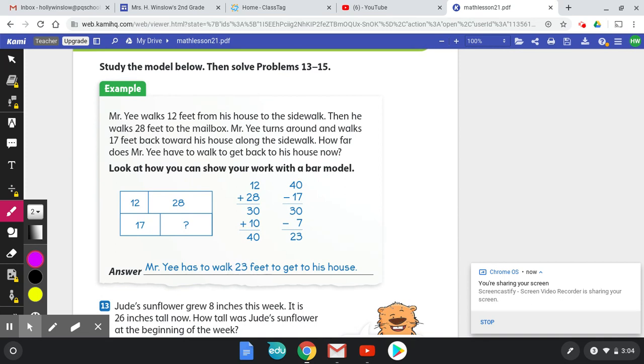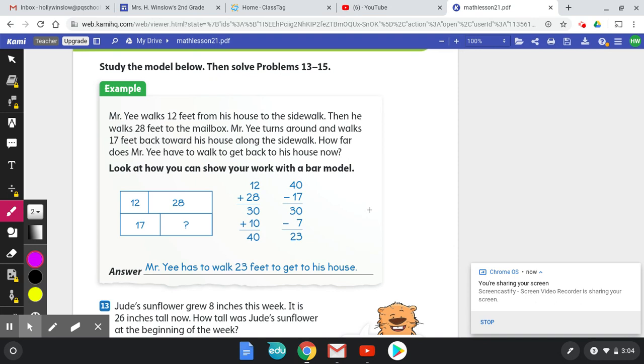So Mr. Yee walks 12 feet from his house to the sidewalk. Then he walks 28 feet to the mailbox. Mr. Yee turns around and walks 17 feet back toward his house along the sidewalk. How far does Mr. Yee have to walk to get back to his house now? So it says, look at how you can show your work with a bar model.